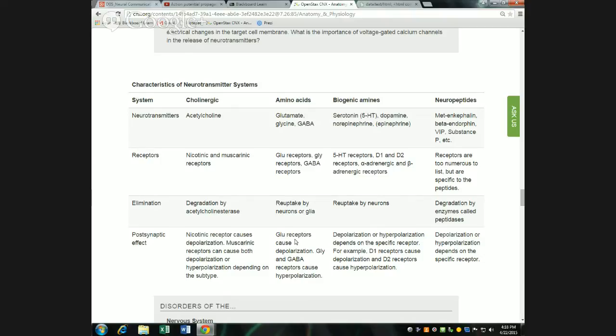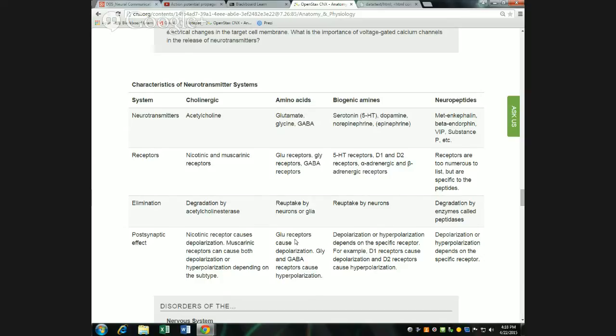The receptors that we see here are just named for what binds to them. So we have glutamate receptors, glycine receptors, and GABA receptors. There are different types of glutamate receptors. There are different types of GABA receptors. I don't remember if there's more than one type of glycine receptor, but it doesn't really matter. What I'm saying here is that all glutamate receptors do the same thing. All glycine receptors do the same thing. All GABA receptors do the same thing, which is what it says at the bottom under postsynaptic effect. Glutamate receptors cause depolarization. Glycine and GABA receptors both cause hyperpolarization.